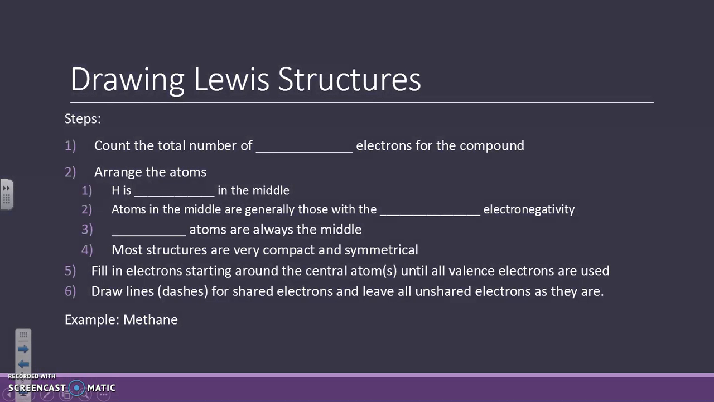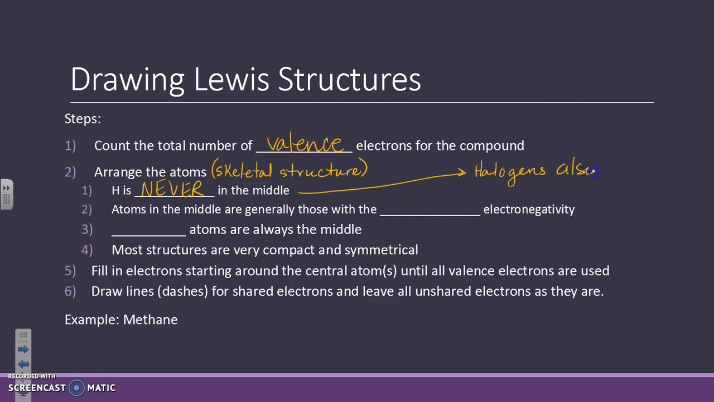Okay, when we draw Lewis structures, there are some steps you need to follow. First, you need to take an inventory of all your valence electrons, so you need to count up the total number of valence electrons for your compound. Then you're going to arrange the atoms. This is what we call the skeletal structure. When you draw your skeletal structure, there are a couple rules you need to follow. Okay, first, hydrogen is never going to be put in the middle, ever. Some other ones that don't go in the middle are the halogens, group 17. They're always on the outside.